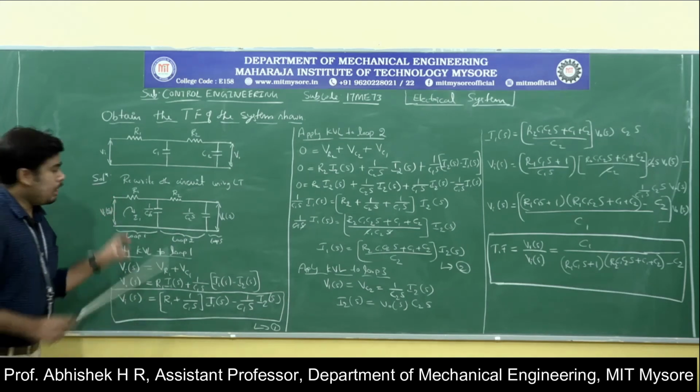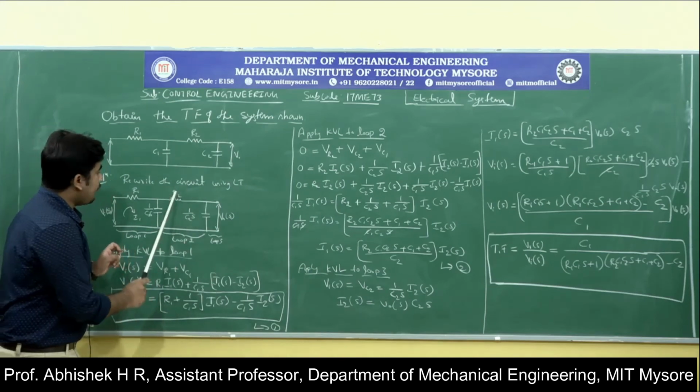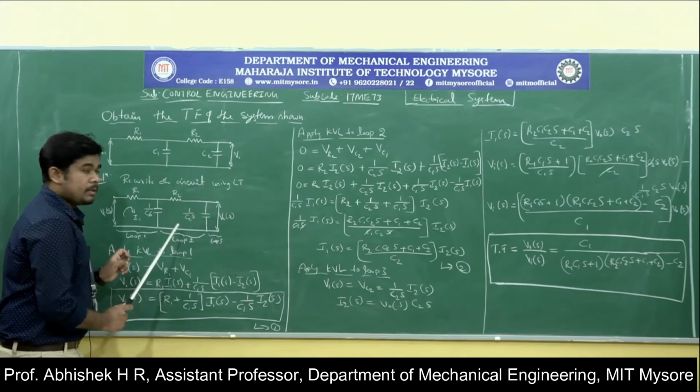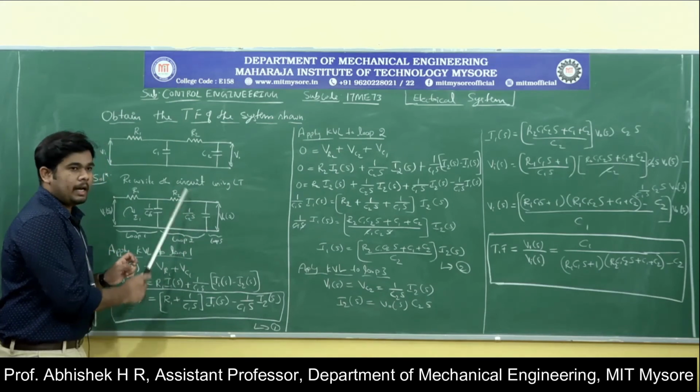Now I will apply the same Kirchhoff's voltage law to loop 2, where we have resistance 2 and capacitance 2, 1 by C2S and R2.